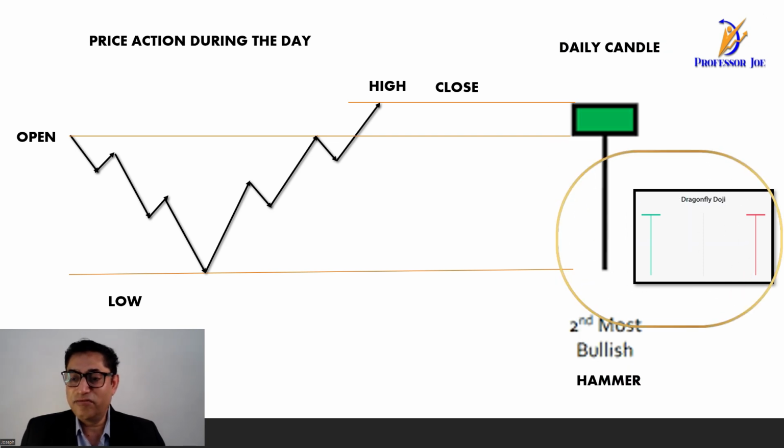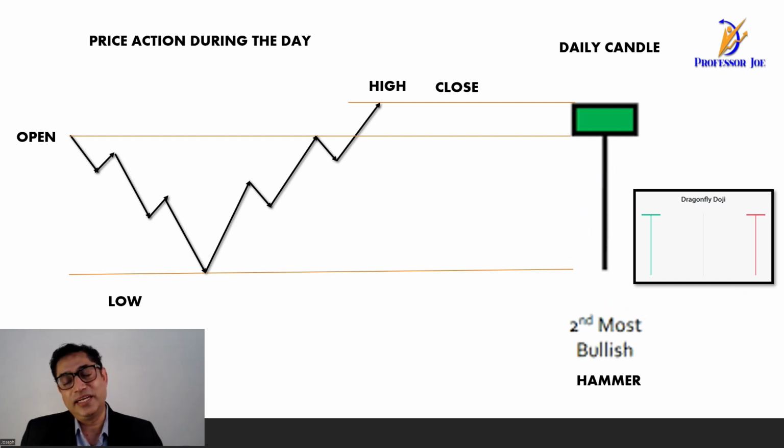And there is a dragonfly candlestick pattern. You can see in a dragonfly candlestick pattern, the open, high, and close are the same. Only during the day, the price came down and went back up. So you will see a long tail at the bottom. So these are very, very bullish candles.